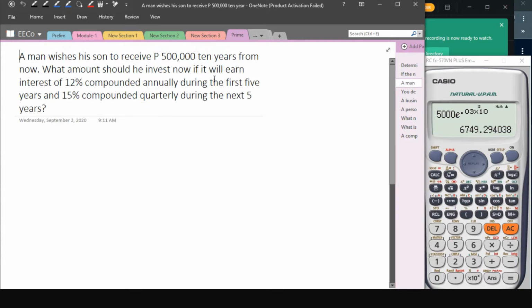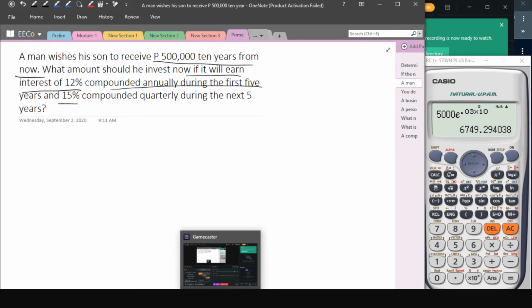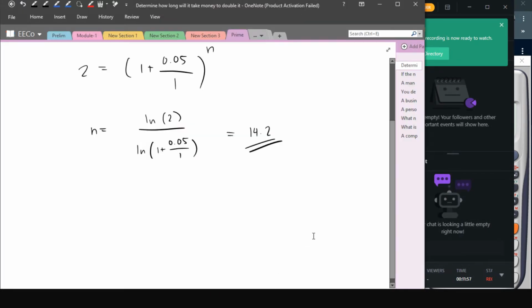Next one. A man wishes his son to receive 500,000 10 years from now. What amount should he invest now if it will earn interest of 12% compounded annually during the first 5 years and 15% compounded quarterly during the next 5 years? I'll give you, yung mga problems na to, I'll give you 10 minutes to answer this. Okay? Let me pause the recording. Okay. So, let us continue.